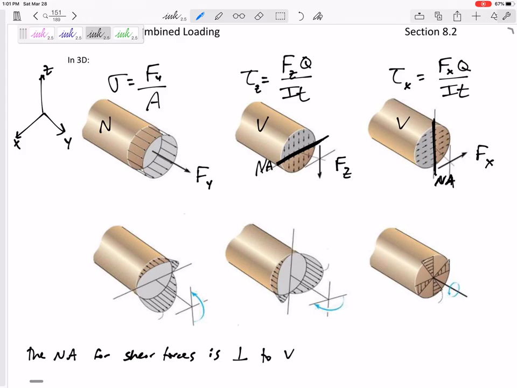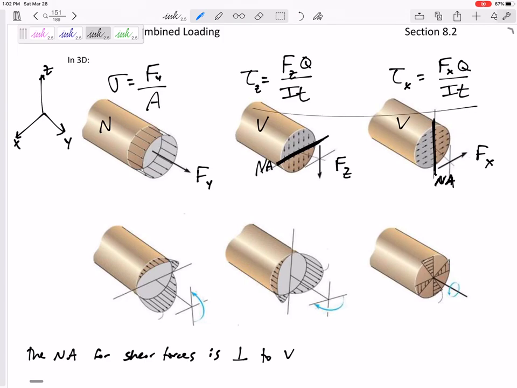Okay, so the three forces create those three types of stresses. The force that is perpendicular to my cut is the normal force. It creates a normal stress, force over area. It's uniform, so it really doesn't matter whether I'm looking at that point or that point or that point or that point. Its stress is force over area.